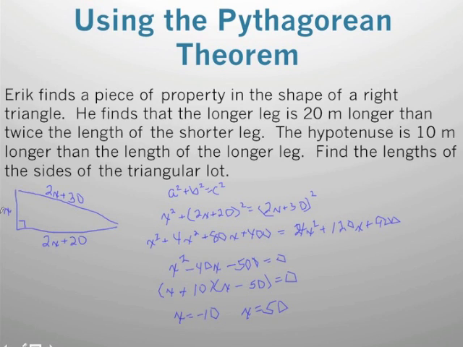Well, x is a length. It can't be negative 10, so I can throw that out. So my three sides are x is 50 meters, 2 times x, 100 plus 20 would be 120 meters, and the third side will be 100 plus 30, or 130 meters. And I have the three sides of my triangle.